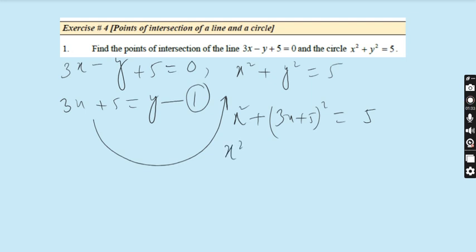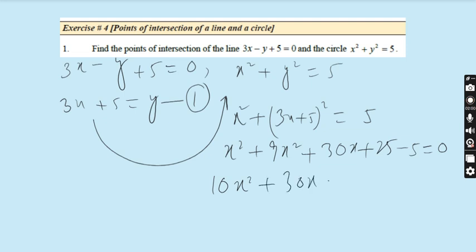So x square plus (3x plus 5) whole square, we will expand by using the formula. So 3x is 9x square, 2 times 3 times 5 is 30x, plus 5 square is 25, and this 5 transferred over here is minus 5. So 9 plus 1 is 10x square plus 30x plus 20 equals 0. Divide the whole equation by 10.